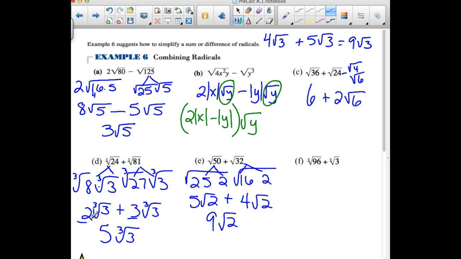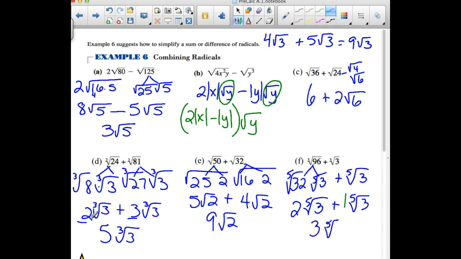And our last one, the fifth root of 96. We need a perfect fifth. So 32 is perfect. It goes in there 3 times. All right, simplifying, the fifth root of 32 is 2. We have 2 fifth roots of 3. We are adding another fifth root of 3. Think of there being a 1 in front, which gives us 3 fifth roots of 3.